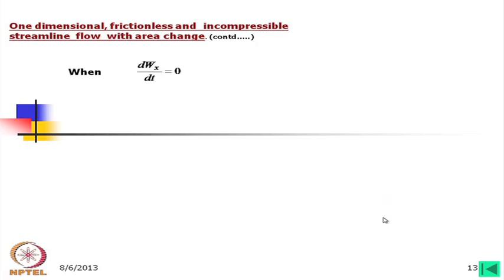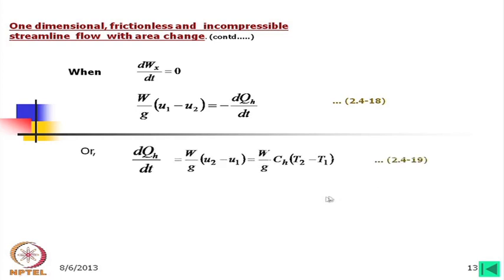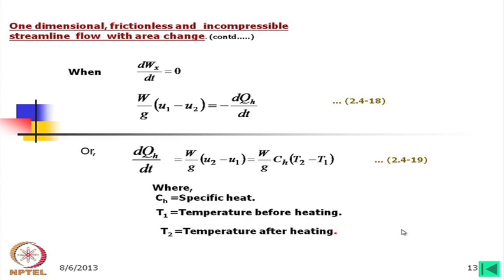Now, if we do not add any external work to the system, then dWh by dt is equal to 0. Therefore, the total equation will be reduced to this form. Obviously, we have considered Z1 is equal to Z2. And we can write dQh by dt is equal to W by g times (U2 minus U1), which is equal to W by g times Ch times (T2 minus T1), where Ch is the specific heat, T1 is the temperature before heating and T2 is the temperature after heating.